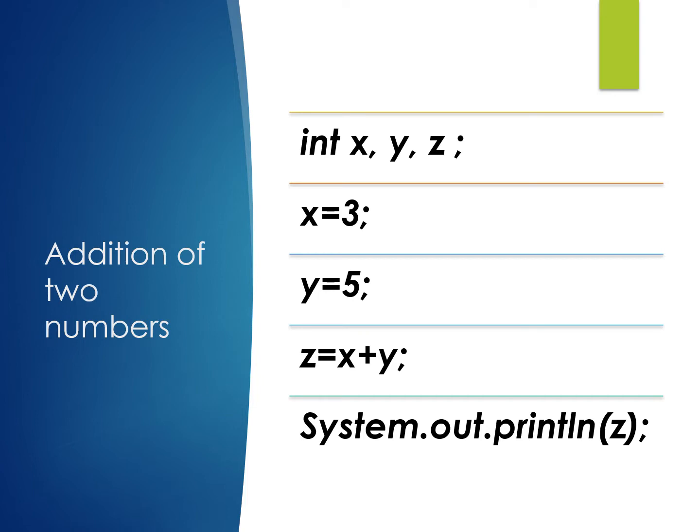So we are showing here the code for the addition of two numbers. We take int x, y, z, which means we are taking x, y, z as the integer data type. So x equals 3, we are initializing, y equals 5, and z equals x plus y, which will be the addition of x and y. We can take the output by printing it: System.out.println(z). Here println will print the value of z. So we'll get the result here as 3 plus 5 equals 8.